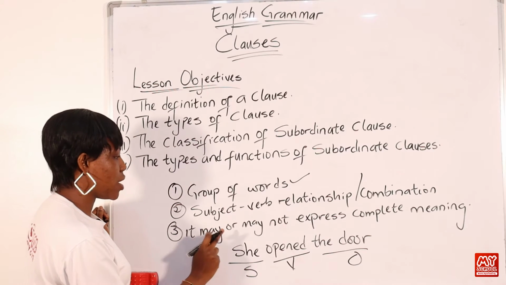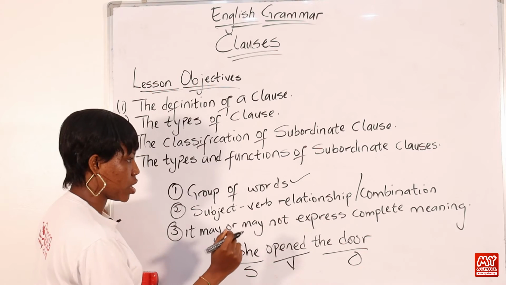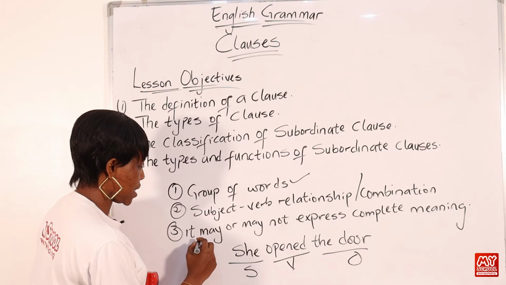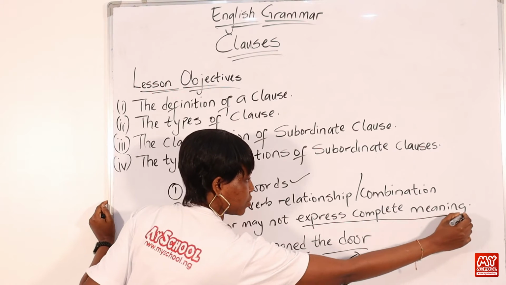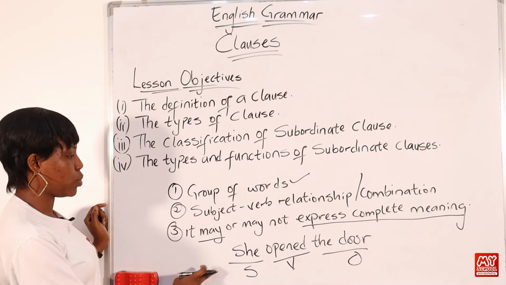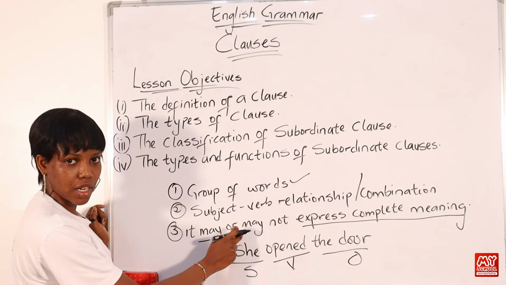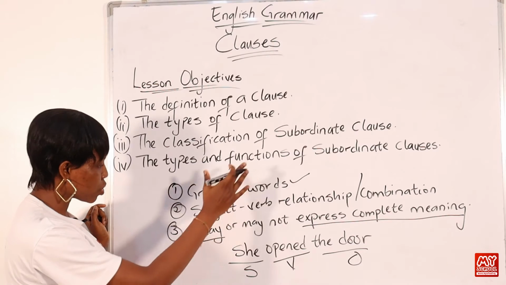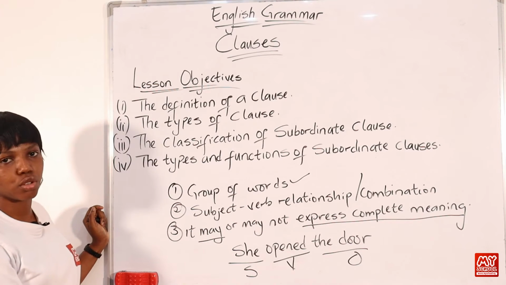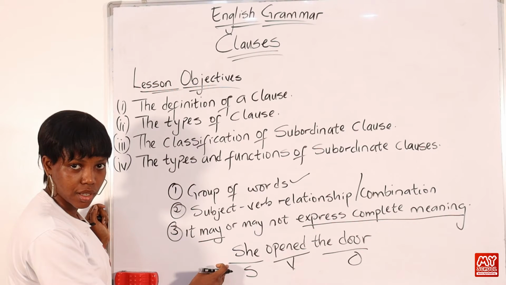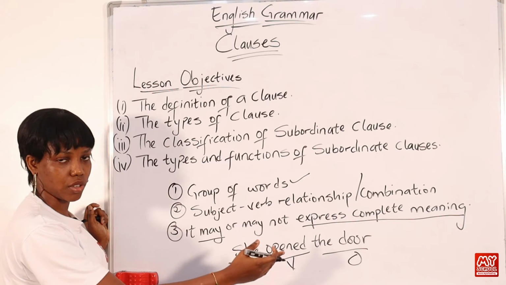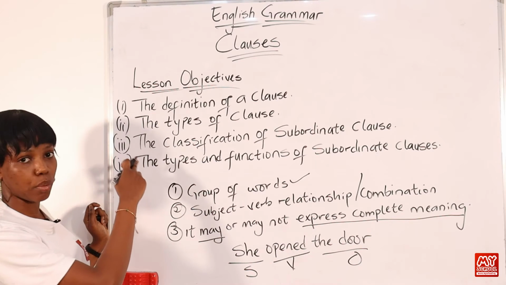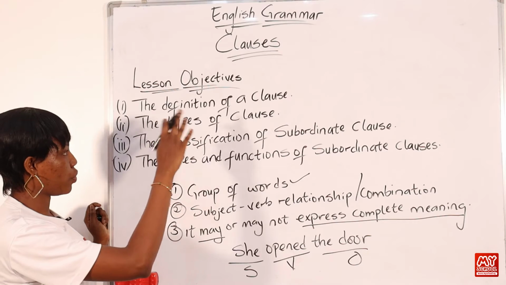And the last one, it may or may not express complete meaning. So you can see that it expresses. It may express. So you can see this element. We'll get to find out this element soon. So this definition is very good for defining a clause. Okay, do not forget I said a simple sentence is considered as a clause. Now let's move to the next objective, which is the types of clause.